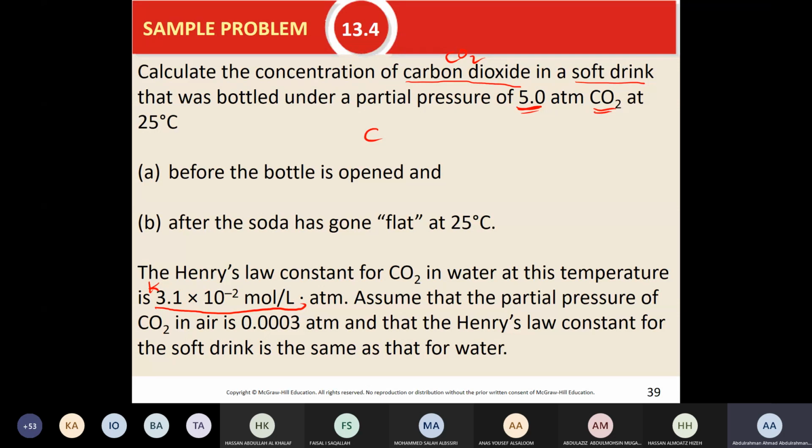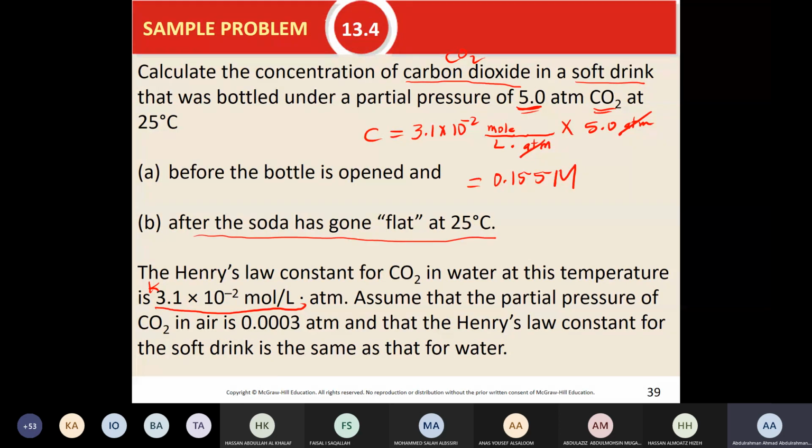So what will the concentration be equal to? K times P. 3.1 times 10 to the power minus 2, times 5. Don't forget the unit, mole divided by liter times atmosphere. We multiply by 5.0 atmospheres. Atmosphere cancels with atmosphere. What will be left? Moles per liter. What's the final answer? 0.155. And what's the unit? Molarity, molar.